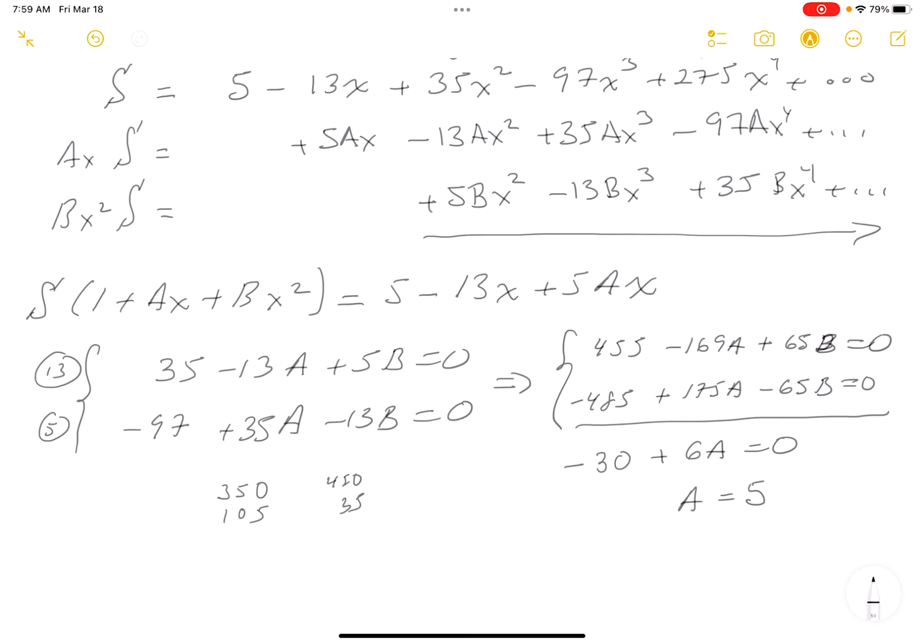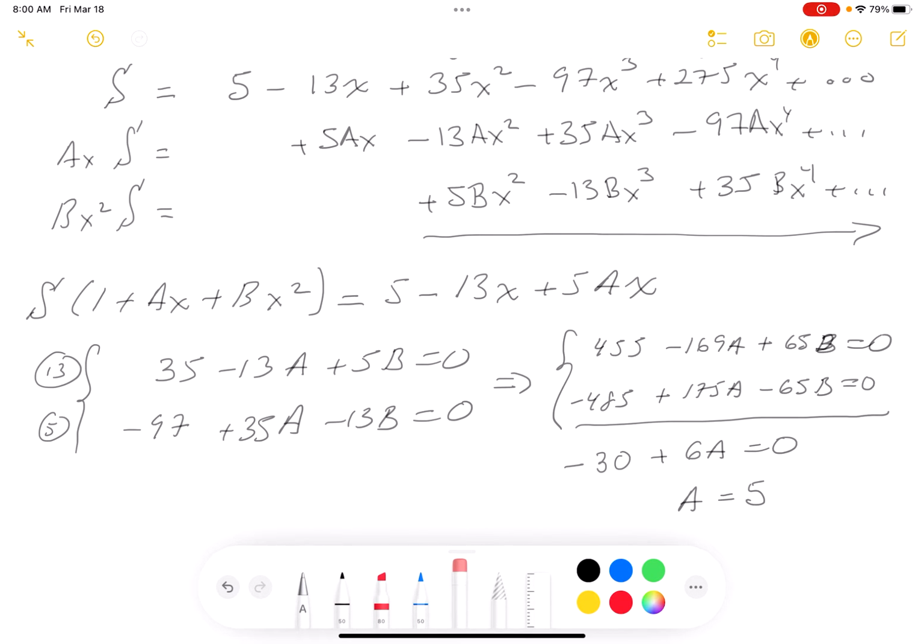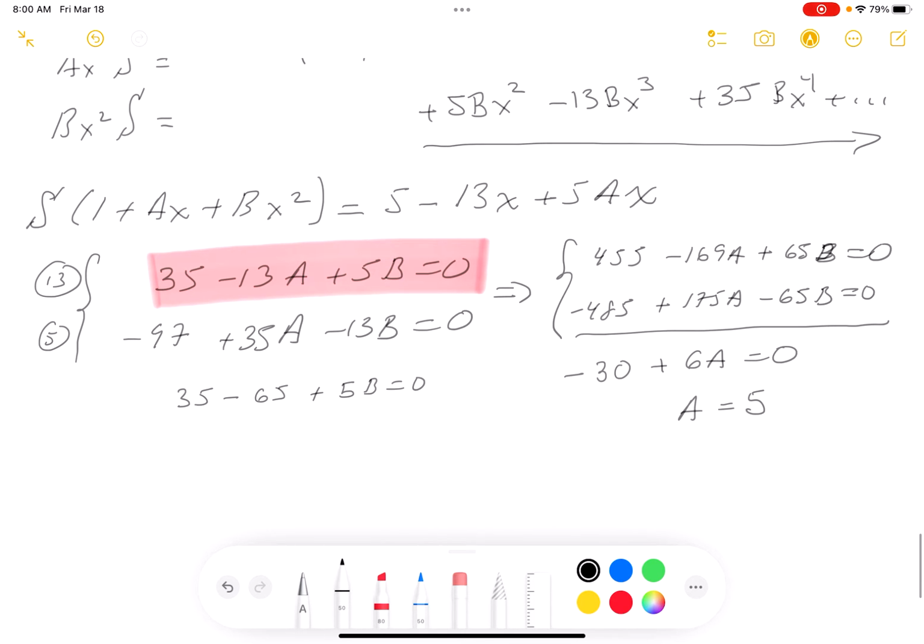All right? So then the question comes, how are you going to get the b? And let me go through that with you. I need to pick one of these. And the one I'm going to pick, again, it's like a toss-up, but I'm going to pick this one here. So it's going to be 35 minus, well, if a is 5, that's going to be 65, plus 5b equals 0. I'm going to get minus 30 plus 5b is equal to 0. So b would have to be 6 then, right?